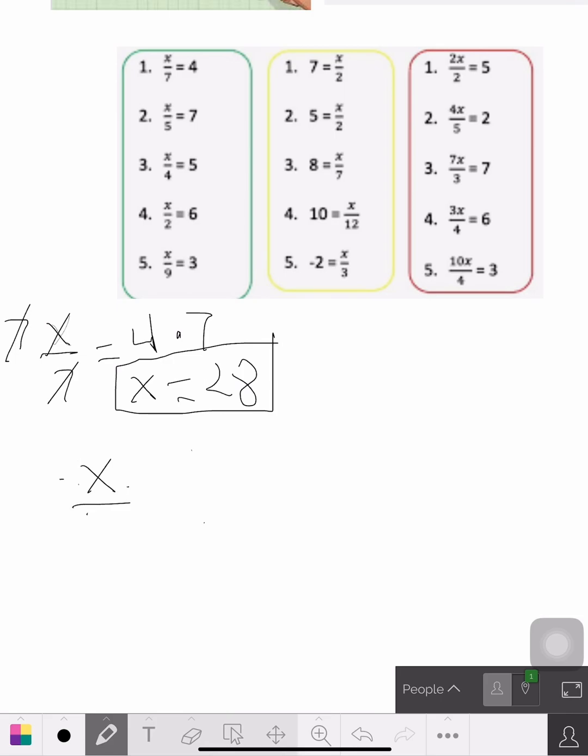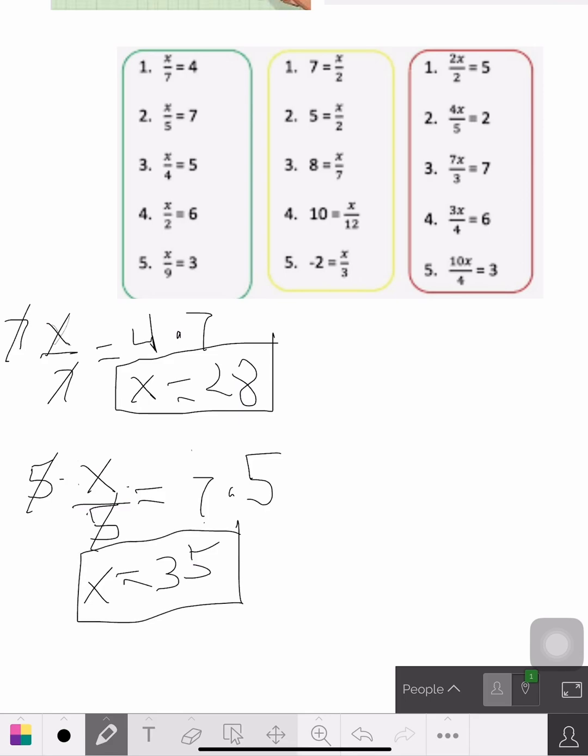x over 5 equals 7. Now, the opposite of division is multiplication, so we multiply each side times 5. Cross these out. 7 times 5, x equals 35. And that's it.